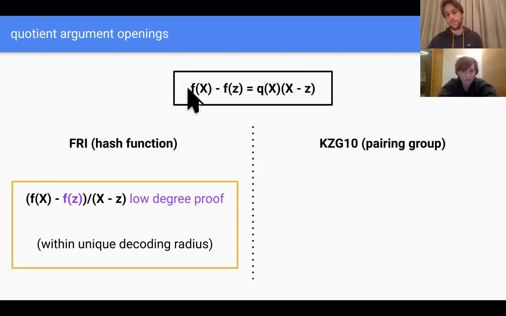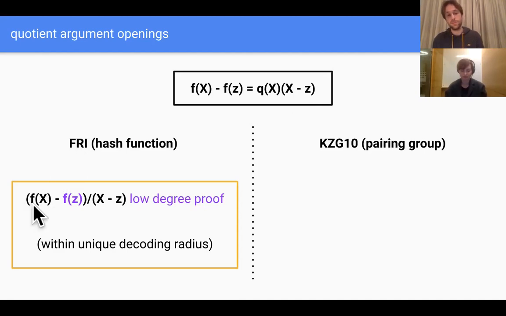So F(Z) will be the evaluation of F at Z if and only if F(X) minus F(Z) is divisible by X minus Z. If you plug in Z in both the left and right hand side, you get F(Z) minus F(Z), so that's zero, and here you also get zero. And so you have this quotient here. Generally the trick involves the prover calculating this quotient, and then convincing the verifier that this is low degree, and this is exactly what FRI does.